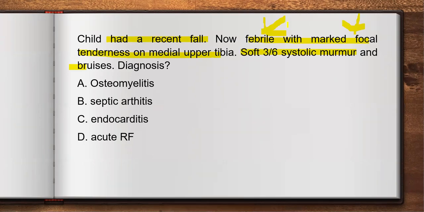No, even if ASO titer would be there, we could not choose that because the patient doesn't fulfill the criteria. So we need two minor, one major. At least you have to fulfill the criteria first, and then the evidence of a streptococcal infection will come up.